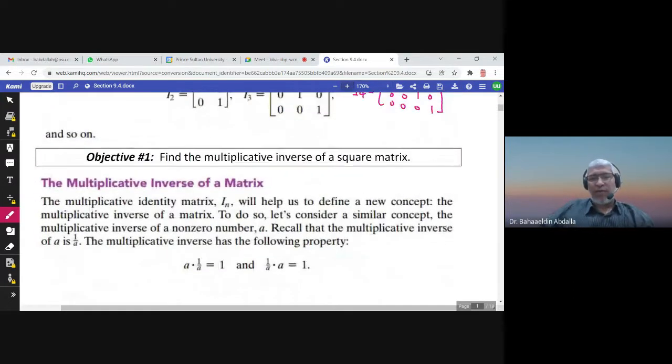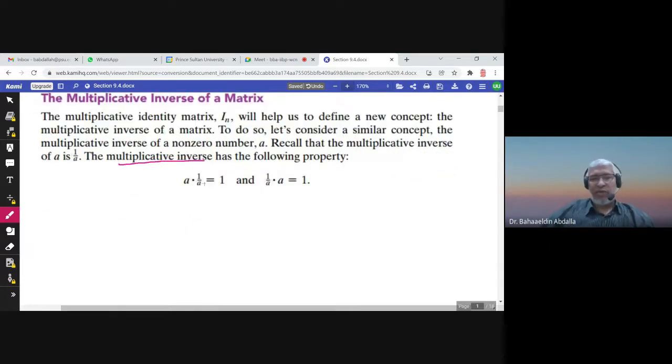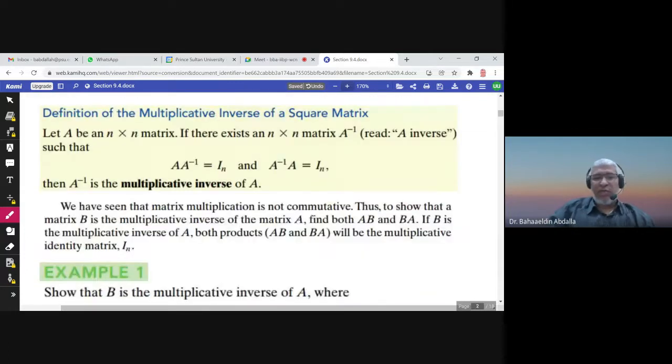Once we have the multiplicative identity matrix defined, we can talk about the multiplicative inverse of a square matrix. For the real numbers, if A is a real number, what is the multiplicative inverse? It is 1 over A. Why is that? Because A times 1 over A is 1, and 1 over A times A is 1. So what is the multiplicative inverse of 3? It is 1 over 3. What is the multiplicative inverse of negative 2 over 3? It is negative 3 over 2 because their product is 1, and 1 is the identity element for multiplication.